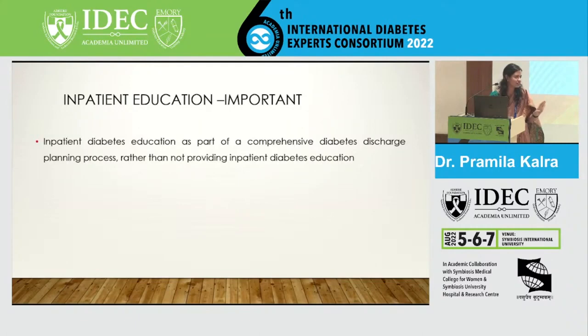Inpatient education, that's what I just wanted to stress on. Whenever a patient is admitted for surgery, please see to it that the inpatient education for any daycare or this is done alongside as a part of it. I'll not go into the details of basal bolus. We have to do the correctional dose and titrate. Thank you.